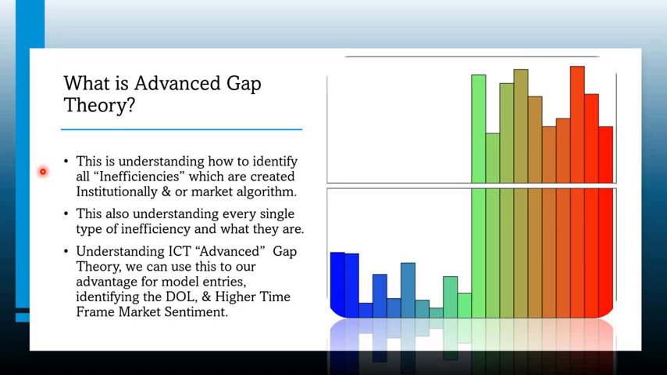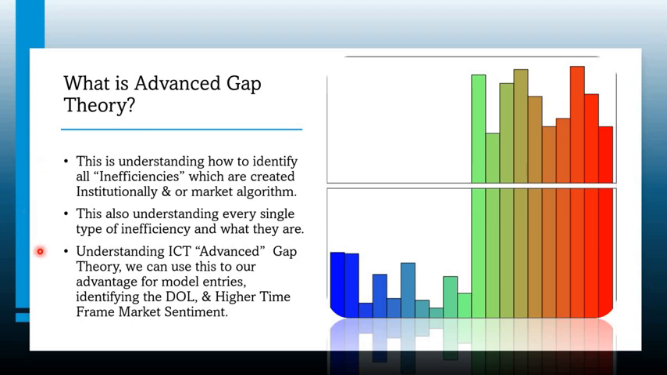In terms we are talking about the word inefficiency, because price is not balanced, price is inefficient, hence the name inefficiency. So this is also understanding every single type of inefficiency and what they are. Today we're going to be going over every type of inefficiency, and we're also going to be going over what they look like and the purpose as well. So we're going into depth of this as well.